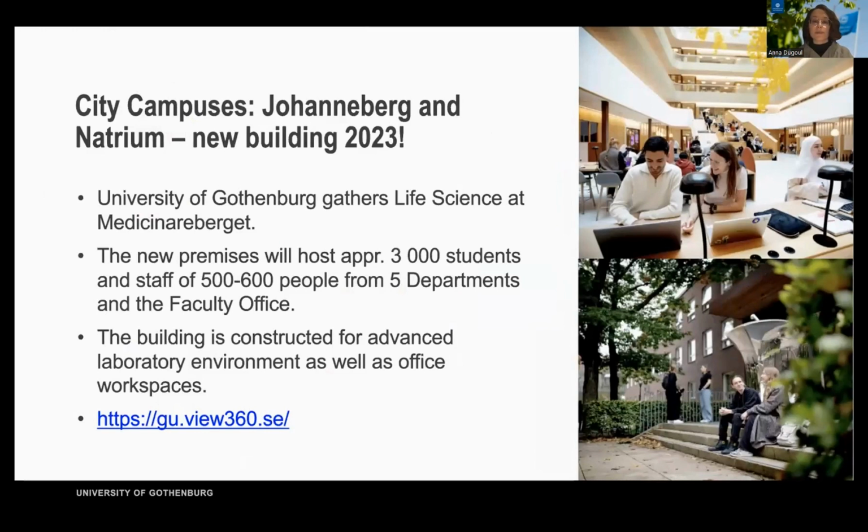Concerning the city campuses, we have a new building this year, 2023, called Natrium. At Natrium, you have all the life science programs. Johannebel is more chemistry and mathematics, for example, if that's what you're interested in. Natrium will host approximately 3,000 students and 5 different departments. In this building, I have had the chance to see around, and there are very advanced laboratories, which are all new and very modern. You also have office workspaces. For example, if you write your master thesis, you could have a spot in this building.